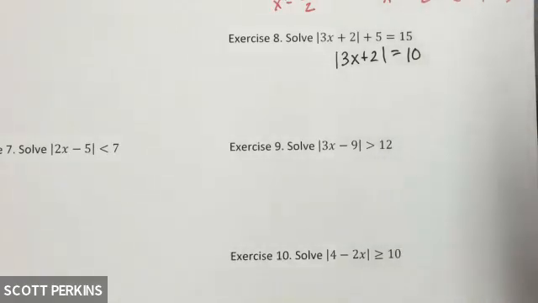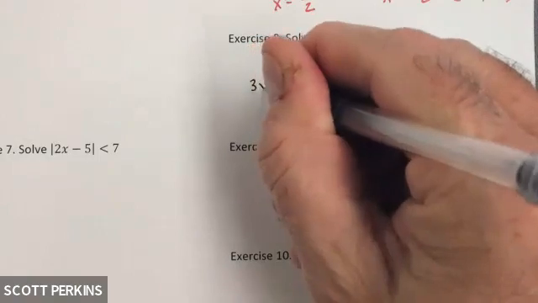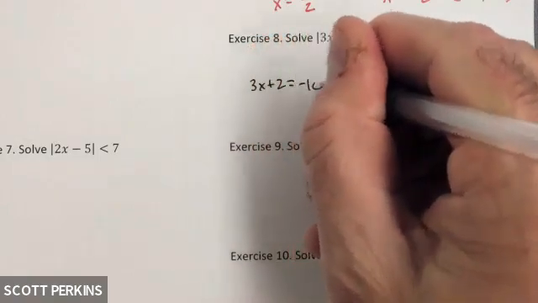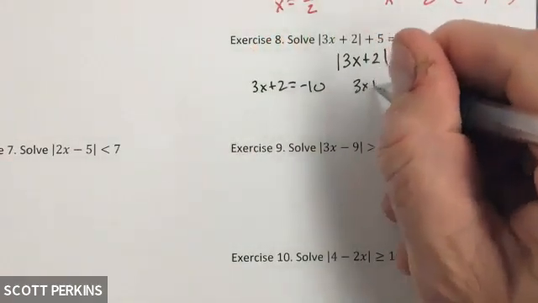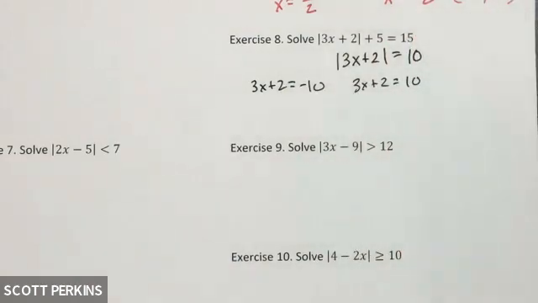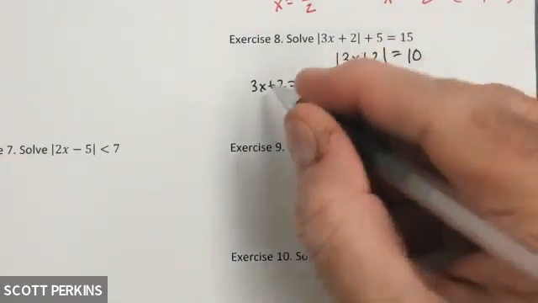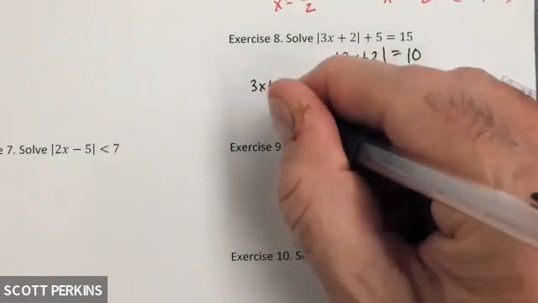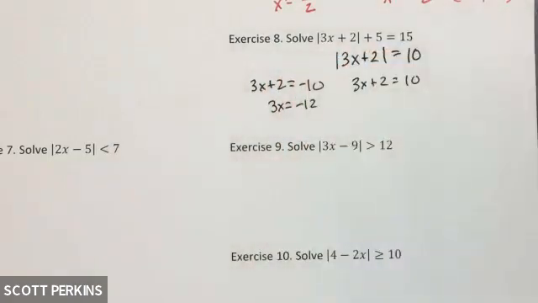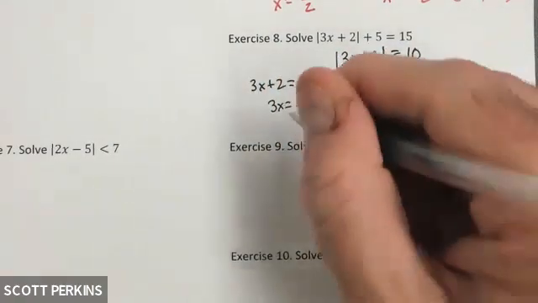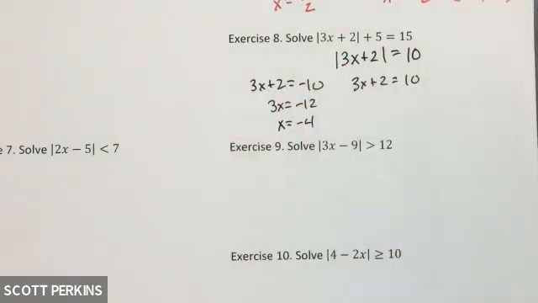So the two equations I'm hoping you are looking at is you have 3x plus 2 equals -10, and then you have 3x plus 2 is equal to +10. So those are the two things. First one, we'll subtract 2 and get 3x is equal to -12. Divide by 3, x is -4.